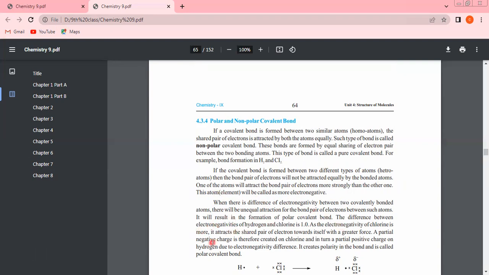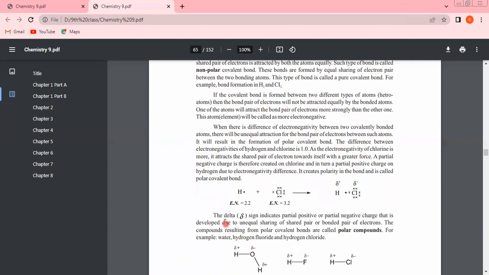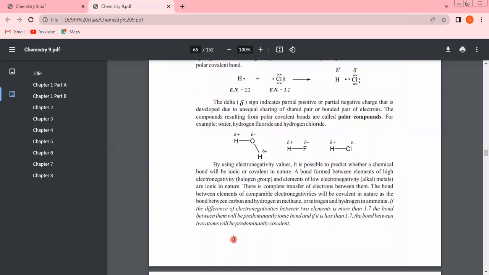The difference between the electronegativities of hydrogen and chlorine is 1.0. As the electronegativity of chlorine is more, it attracts the shared pair of electrons towards itself with greater force. A partial negative charge is therefore created on chlorine and in turn a partial positive charge on hydrogen due to the electronegativity difference. It creates polarity in the bond pair and is called a polar covalent bond. The delta sign indicates the partial positive or partial negative charge that is developed due to unequal sharing of the bonded pair of electrons. The compounds resulting from polar covalent bonds are called polar compounds. For example, water, hydrogen fluoride, and hydrogen chloride.